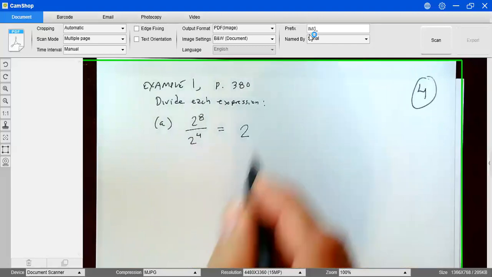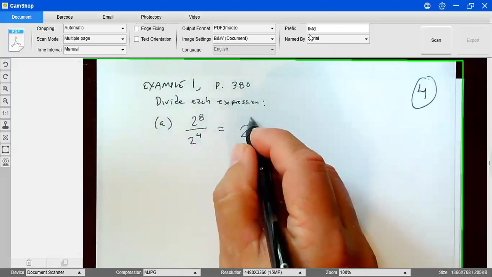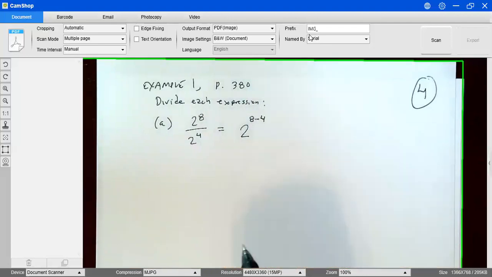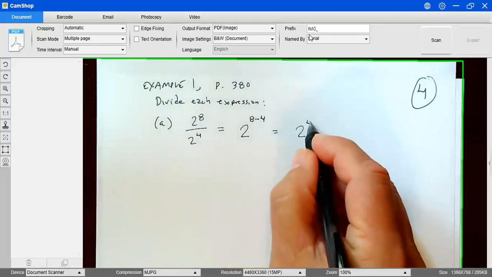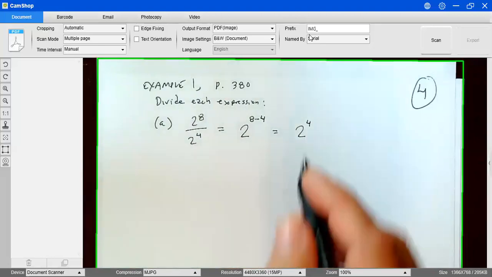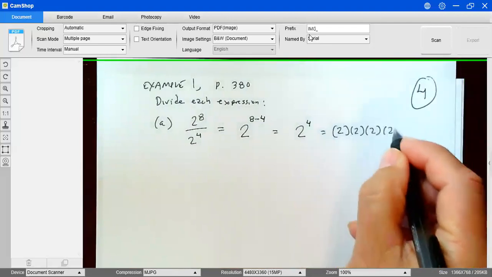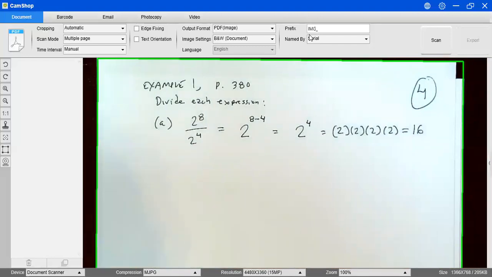So we write the base, and then we subtract. We get the difference of the exponent. So we have the exponent from the numerator minus the exponent from the denominator. So the answer is going to be 2 to the 4. 2 to the 4 can be written as 2 times 2 times 2 times 2, and this is going to be 16.